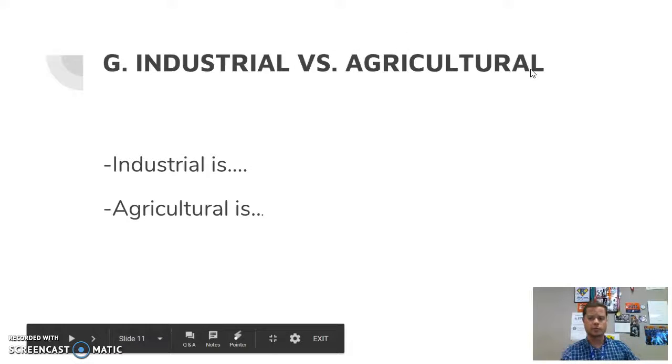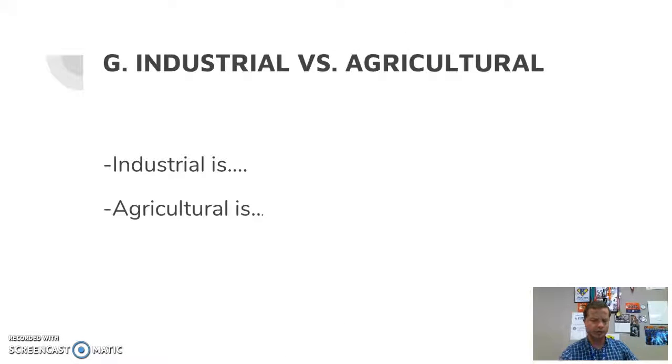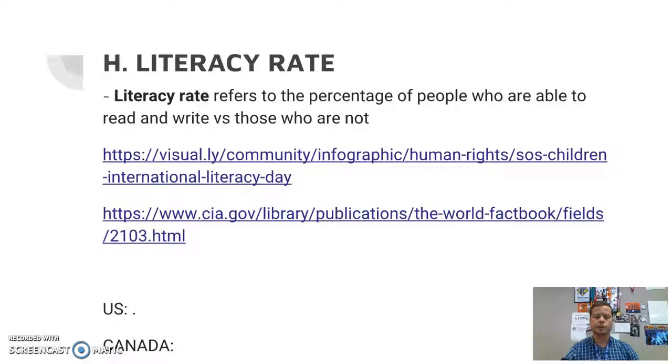So industrial versus agricultural, real easy. Industrial is more business sect, and agriculture is more farming sect. So that is just things you need to understand when we talk about future countries. Is it more industrial? Is it more agricultural? Usually your developing countries are more agricultural, and your developed countries are more industrial. Okay. And last thing here is the literacy rate.